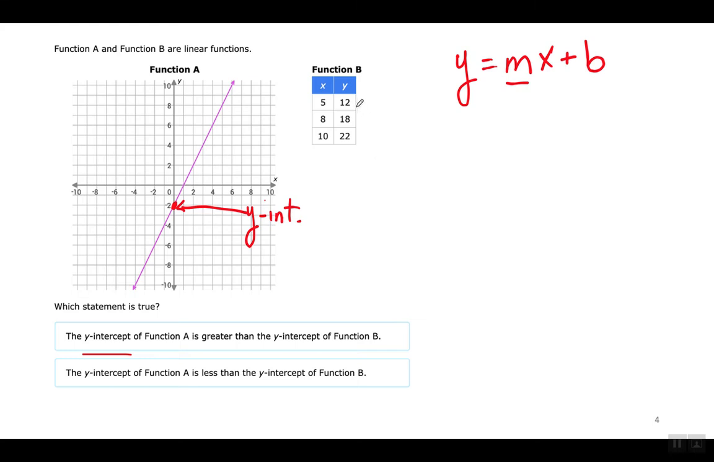Alright, so on the top you're going to do 18 minus 12. On the bottom, 8 minus 5. So the slope is going to be 6 over 3, which is 2. You could have done that with mental math, alright?